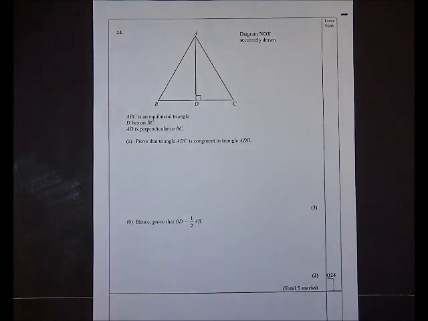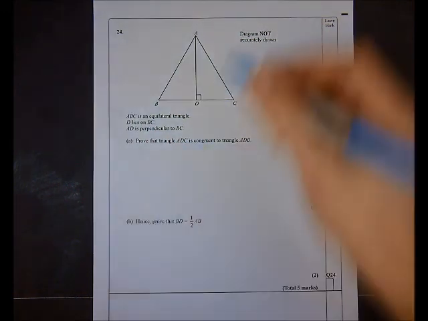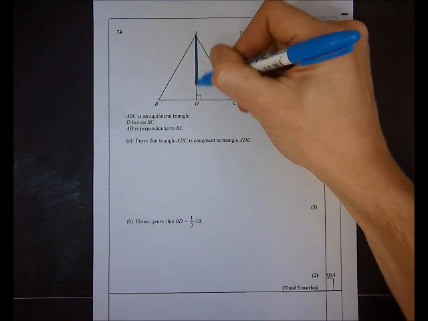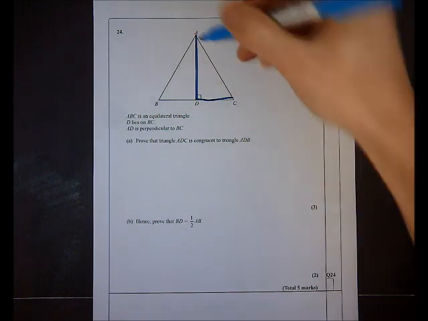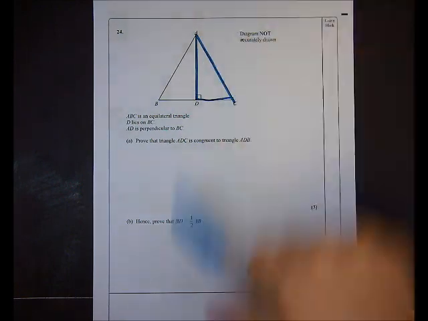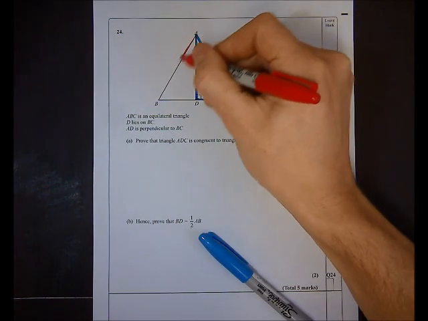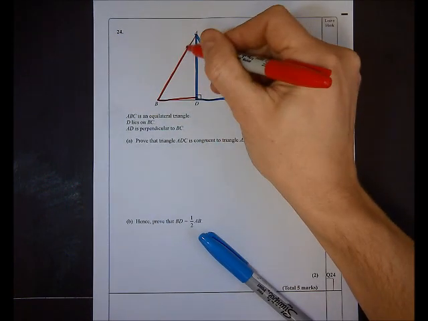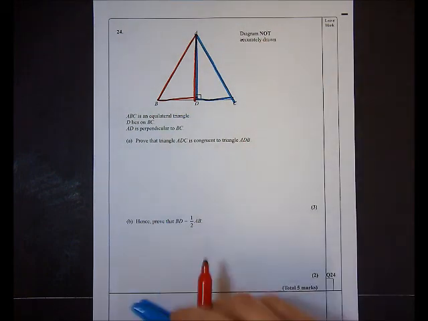On question 24, I'm given an equilateral triangle ABC, and I'm told that D is on the line BC, and that AD is perpendicular to BC. Now I'm just asked to prove that the triangle ADC, which is this triangle here, is congruent to the triangle ADB, which is this triangle here. So I'm going to draw both of those triangles out.